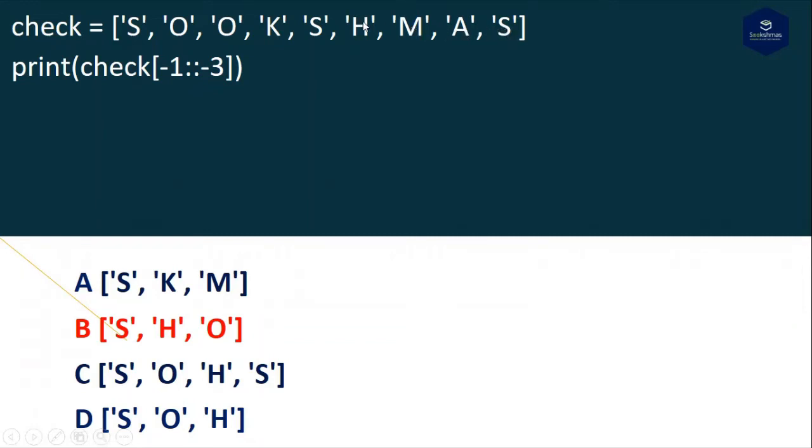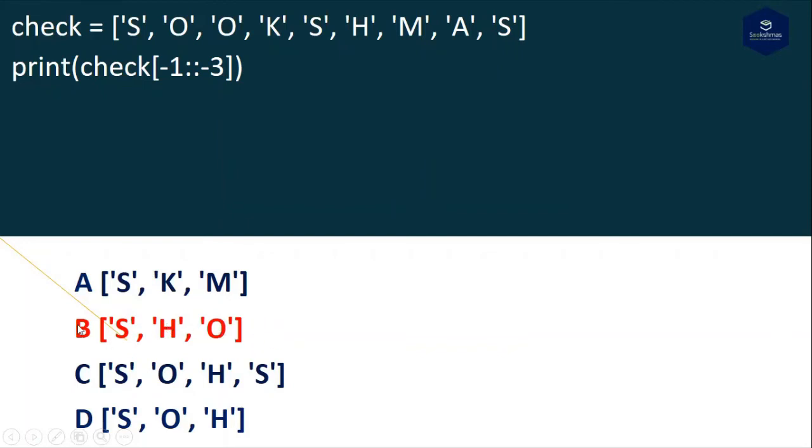1, 2, 3. It will take H. Then again move forward by 3. 1, 2, 3. It will take O. Again, move forward by 3. 1, 2. There is no element after this 2. So it will just display S, H, O. It will take only 3 characters, that is S, H, O. So first it will reverse the order of the list, then it will take 3 steps forward for each element. So the final answer, SHO, is displayed.